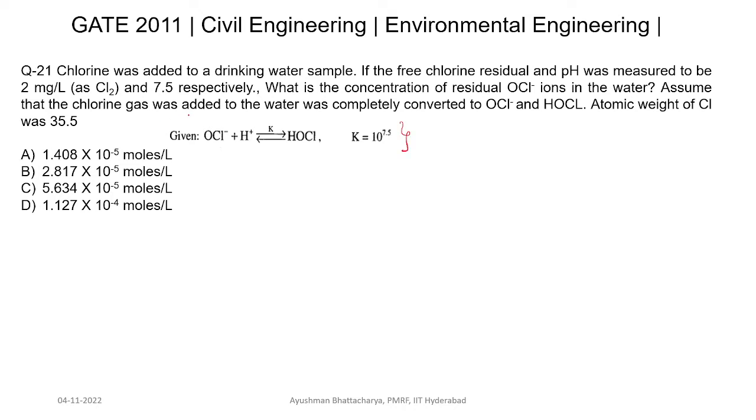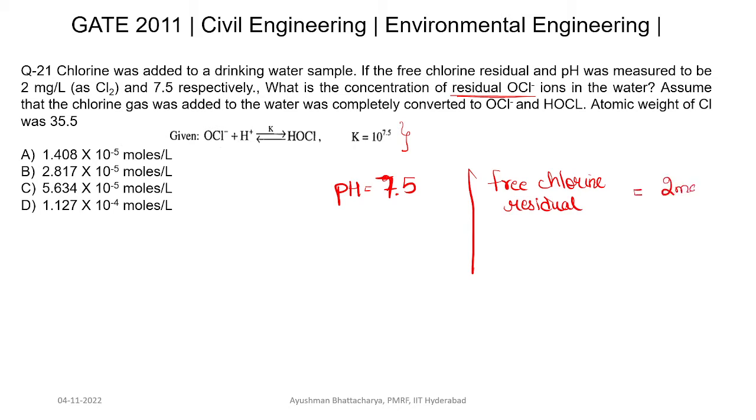So now they are asking, given that the chlorine was completely converted to OCl, what is the concentration of the OCl minus ions in the water? First we will write the given data. The pH is equal to 7.5, and the free chlorine residual value is 2 mg per liter.